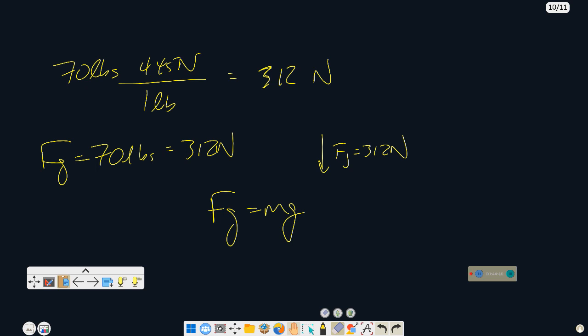So if you have Fg and you want to know mass, use the exact same equation, just do a little bit of algebra here, people. How do we get the mass? Fg divided by g. Keep in mind when you use this equation, a Newton is a kilogram times a meter per second squared. So this up here better be in newtons in order to use this equation. 312 newtons divided by g tells you that it should be roughly what, 32 kilograms-ish?